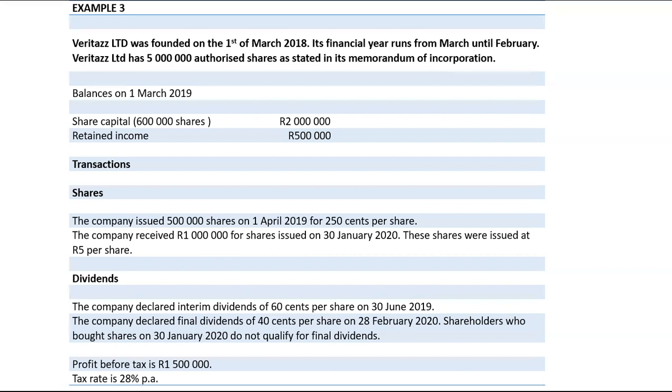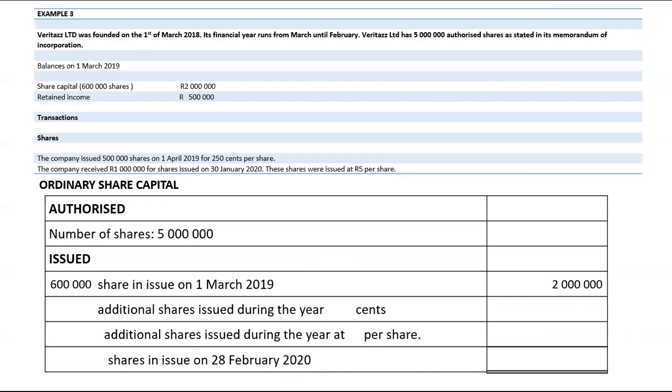When I record it in my ordinary share capital, I will write it as 500,000, 250 cents, which is the same as taking that 250 and dividing it by 100 to get your cents in rands. To get my share capital, I'll take 500,000 times 250 divided by 100. That'll give me 1,250,000.